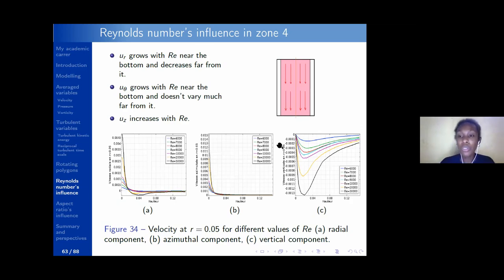In the last zone, the inner zone with inward velocity, the radial component of the velocity grows with the Reynolds number near the bottom here. It decreases from it. And the azimuthal component grows near the bottom and far from it, it is null. And the vertical component increases with Reynolds number.